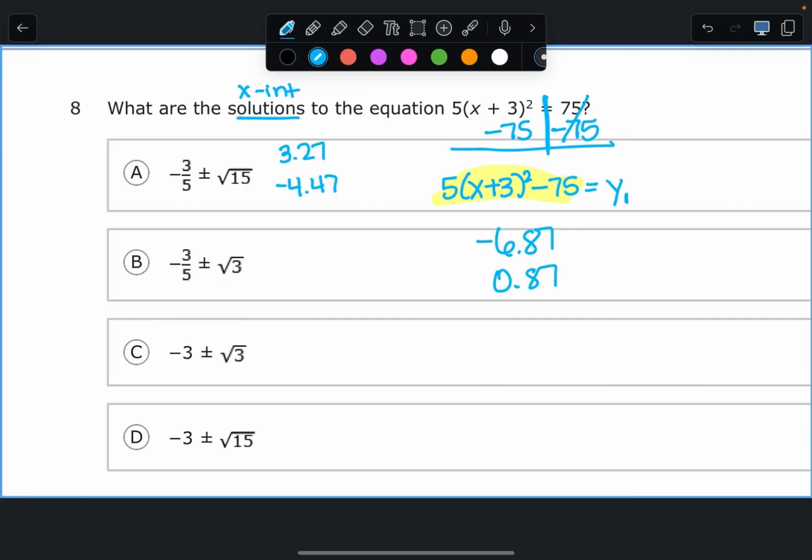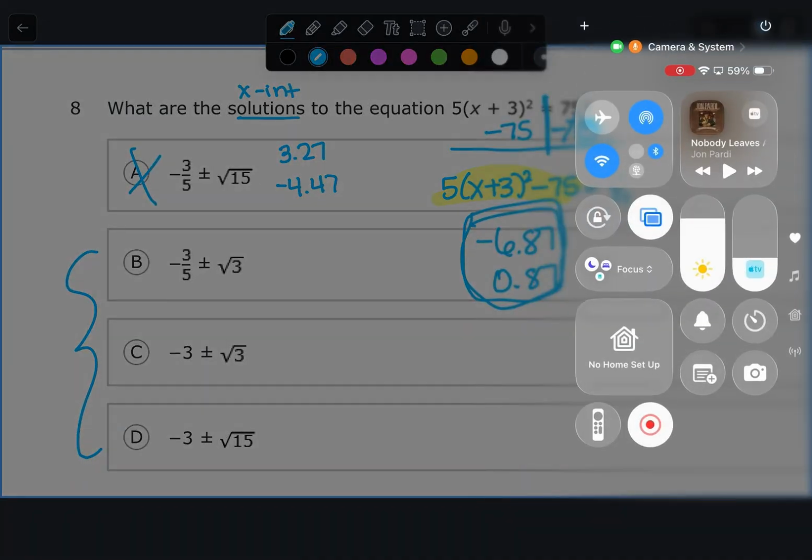So now you're going to find the decimal values of B, C, and D to figure out which ones give you negative 6.87 and 0.87. Okay? Alright. And continue working on your packet.